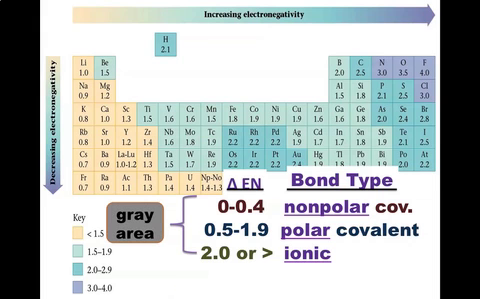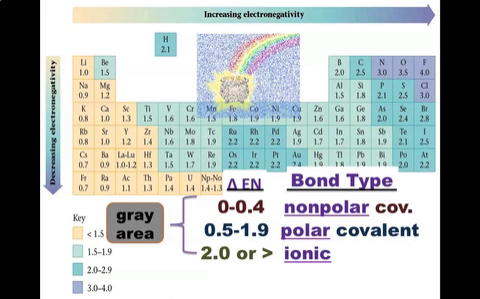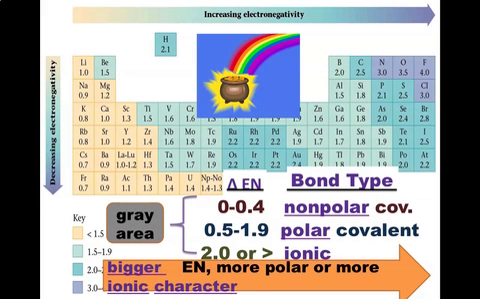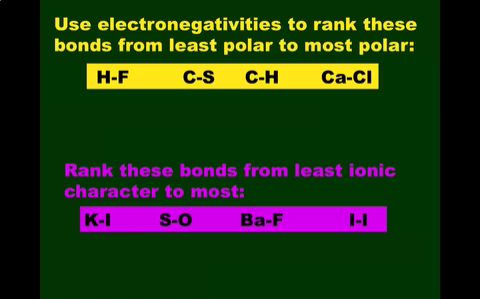Okay, but there is a little bit of gray area here, so this is just a rough guideline. The bigger the electronegativity difference, the more polar or the more ionic character it has. So we're going to practice using electronegativities to rank these bonds from the least polar to the most polar. So if I have hydrogen and fluorine, hydrogen is 2.1 and fluorine is 4. So I'm going to subtract the 2 and I get 1.9.